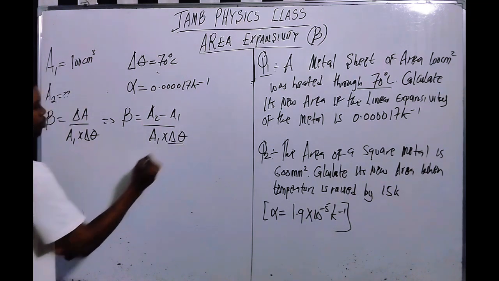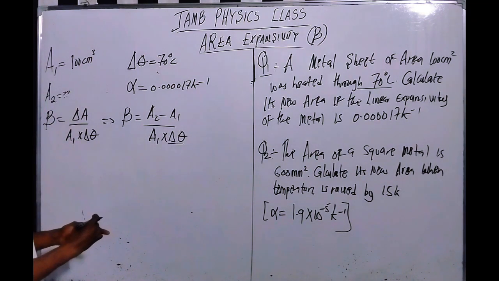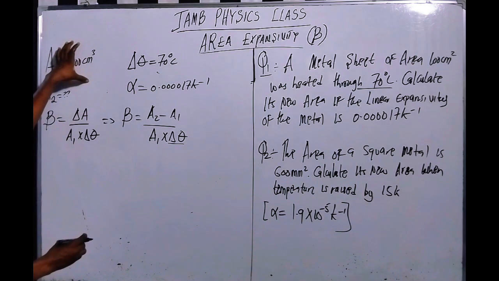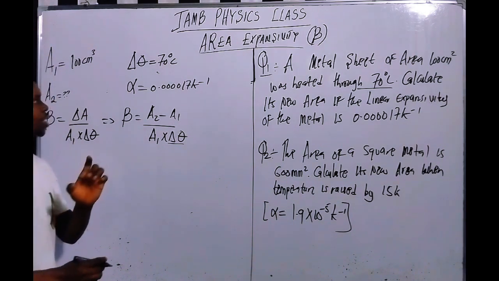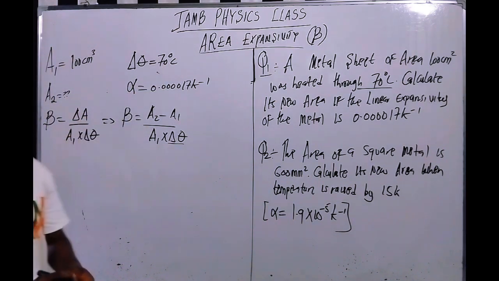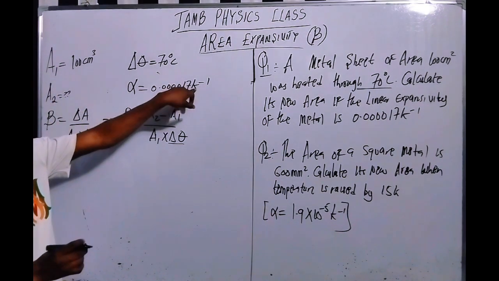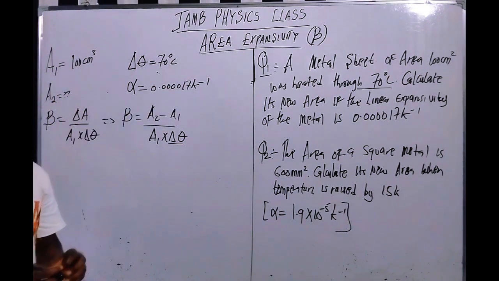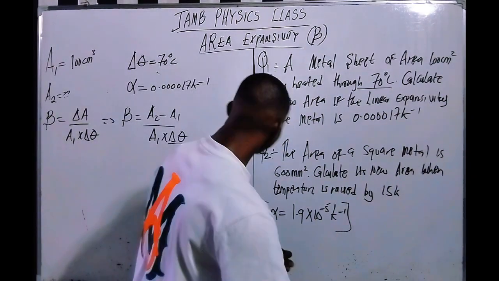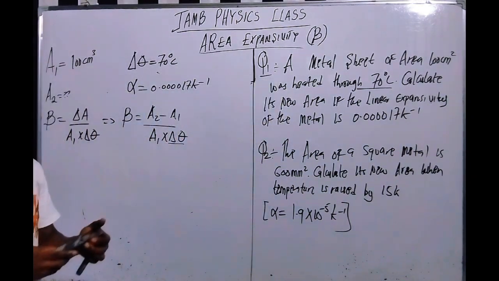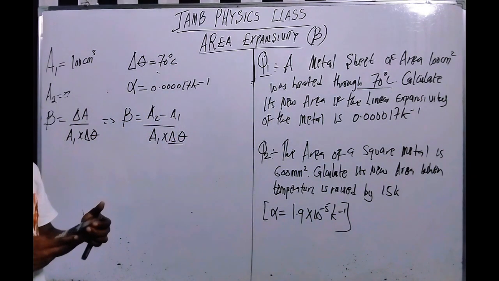Now, I already know my change in temperature, and I already know my A1. But there's one thing you have to do here. This 70 degrees centigrade, you have to convert to Kelvin. This is the reason you convert to Kelvin, because the expansivity here is per Kelvin. So how do you convert to Kelvin? By adding 273. So 70 plus 273, what are you going to get?